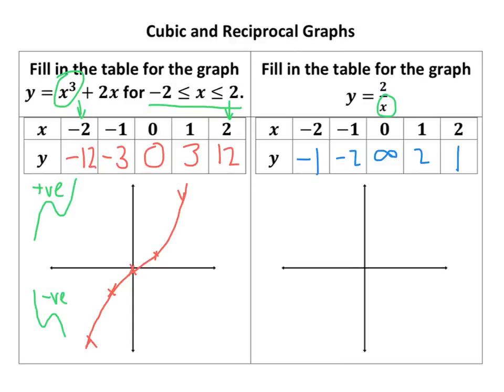Now, a reciprocal graph looks something like this. That's not a very good shape at all. I'm going to do that one again. It's going to look something like this. That's better. It's sort of two separate parts. What's happening is that the axes in this case are what's known as asymptotes. Now that means that the curve gets closer and closer to them without ever quite reaching them. But what it also means is that the graph is in two parts.